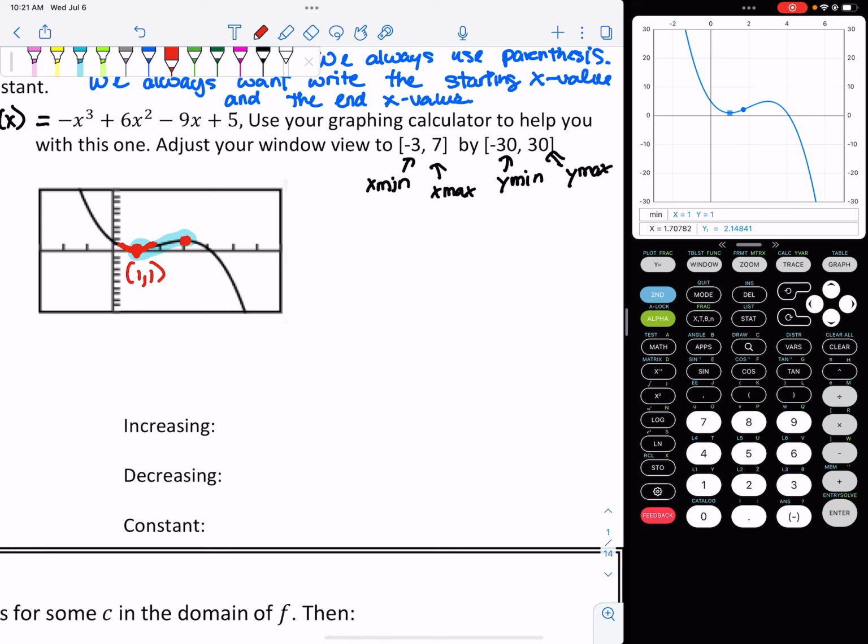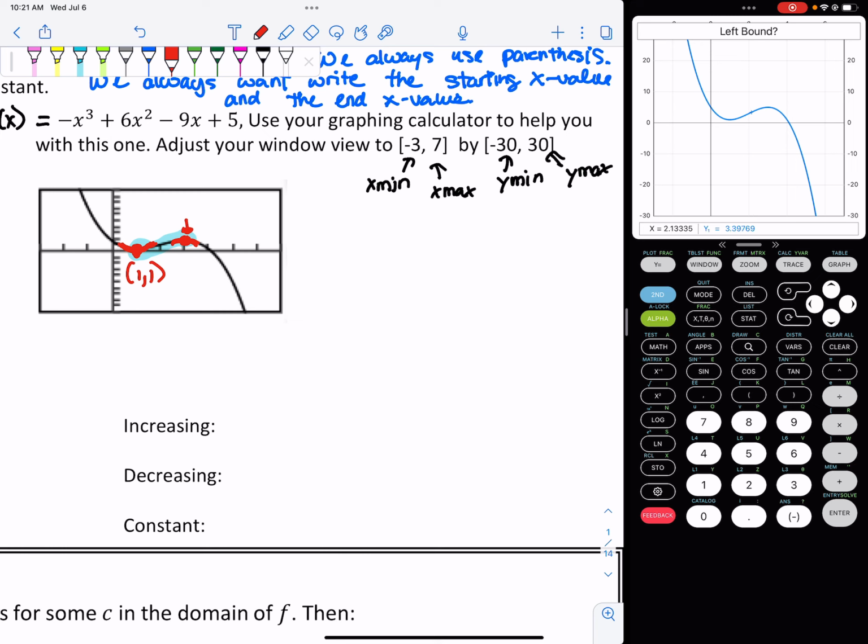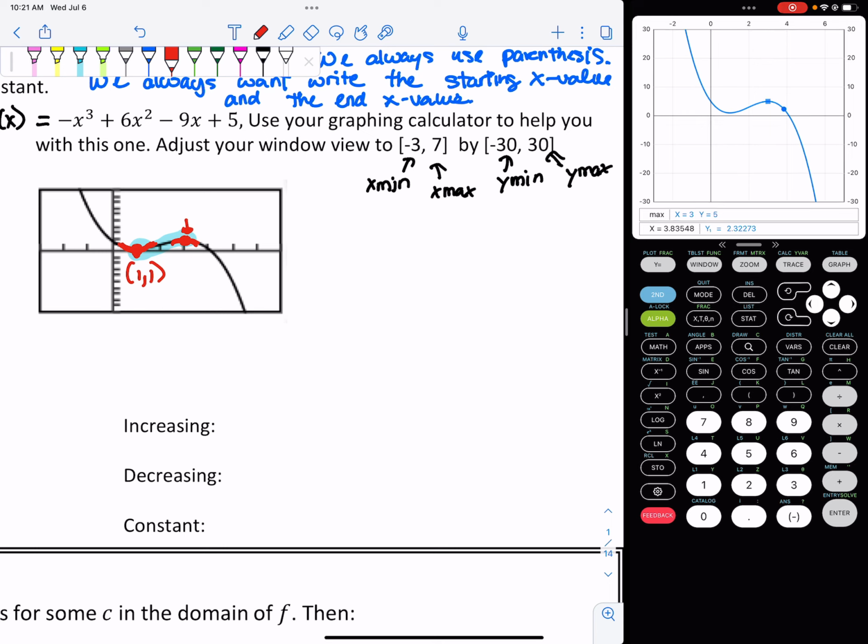Now we're going to do it again to find the location of this point, but this time this point is a maximum just because it's the highest point around there. So we're going to go to second, trace, then go down to where it says maximum. And again, we're going to go to the left side of the maximum, which it's already there. Press enter, and then go to the right side of the maximum. Press enter, and then press enter one more time, and it will give you the location of that point at 3, 5.